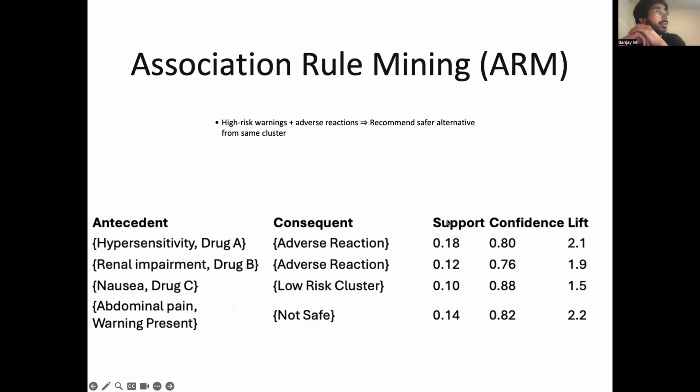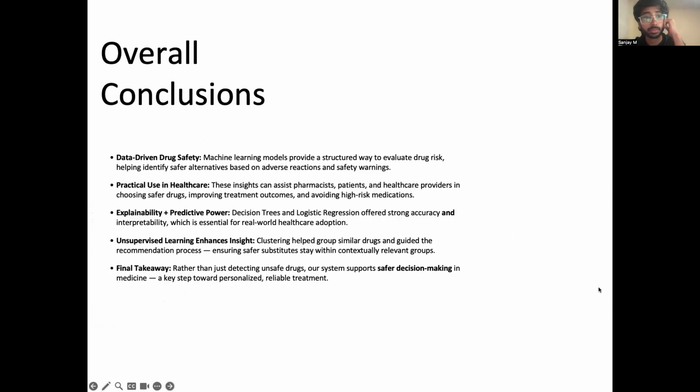So we'll move on to the final unsupervised technique that we used, which is association rule mining, ARM. High risk warnings combined with adverse reactions often point to unsafe drugs. So this helped reinforce the need to recommend safer alternatives based on the side effect patterns. This is the slide for ARM. So we'll go to the overall final conclusion.